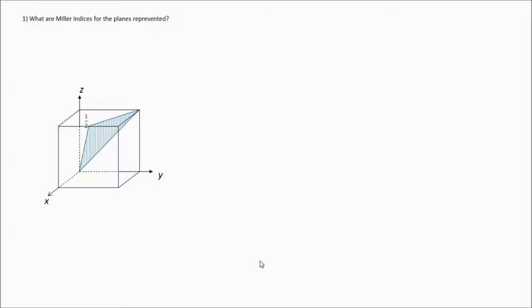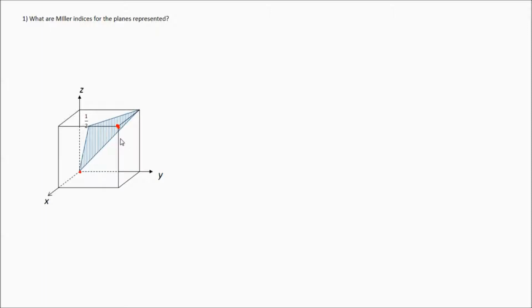Hi, in this video I will solve problems related with cubic planes which was in your assignment. So first, here the planes are given. This plane goes through the origin, which is here. We had a rule that if planes goes through the origin, we have to change the origin. So I will choose this point as an origin.